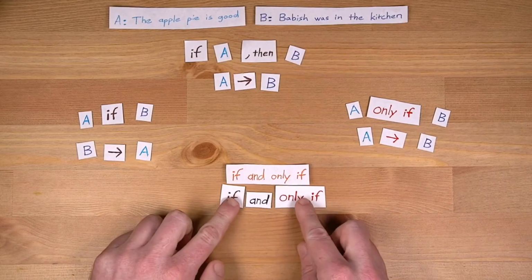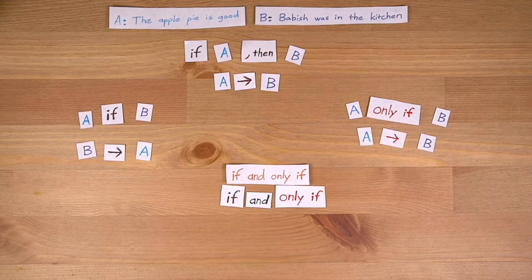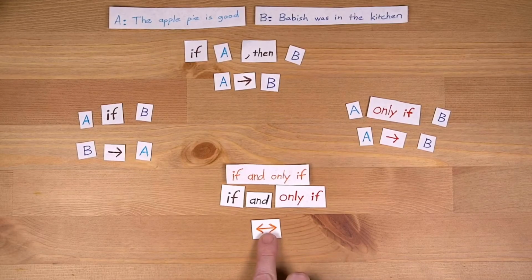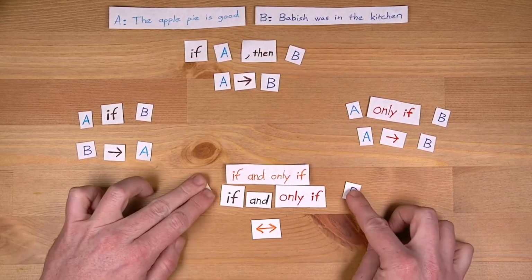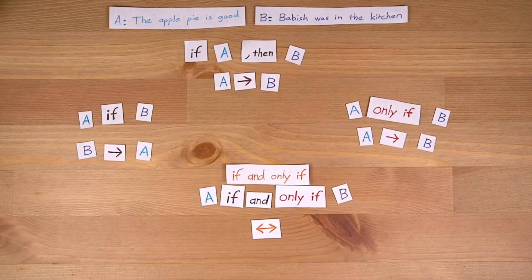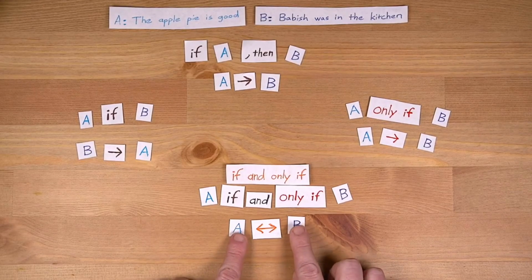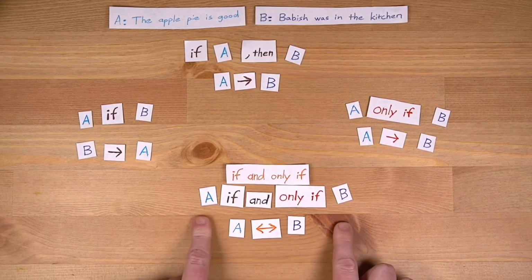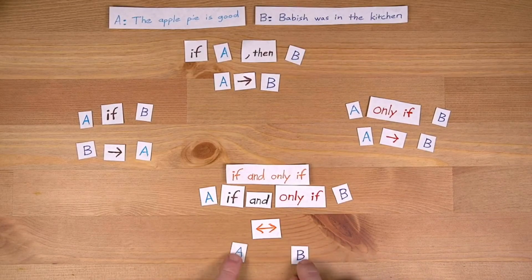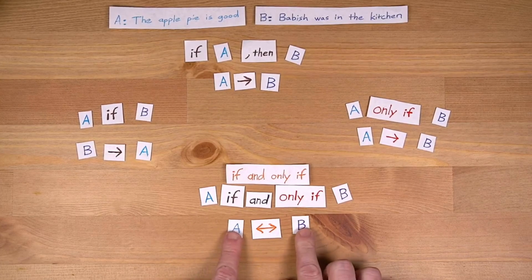So we have if and only if. And it's, of course, going to be a biconditional, so we're going to use our double arrow. And when you symbolize it, you just want to keep the same order that it appeared in. Don't get fancy and try to switch the order up.